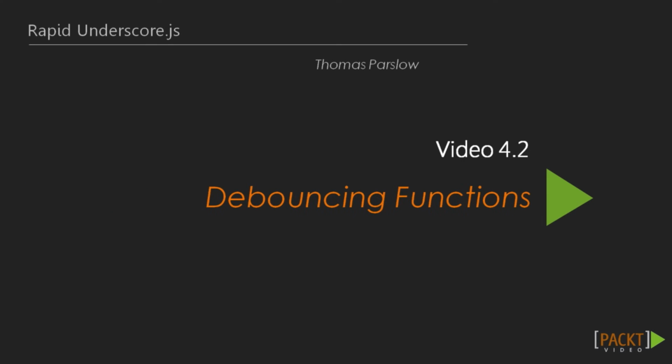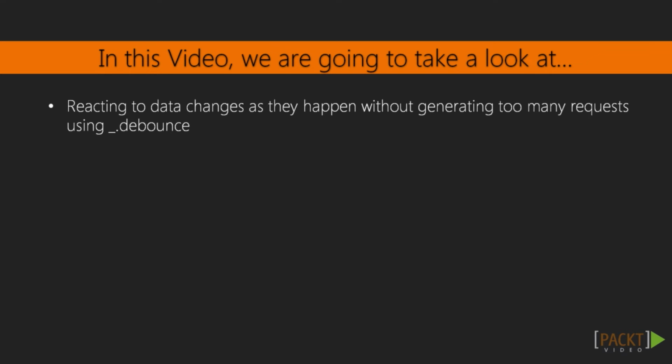Welcome back to the second video of section 4. In this video we'll be looking at the debounce method of Underscore.js. This function is really useful when we have some sort of input, usually from the user, that can come in really fast and we only want to deal with it when it has stopped changing.